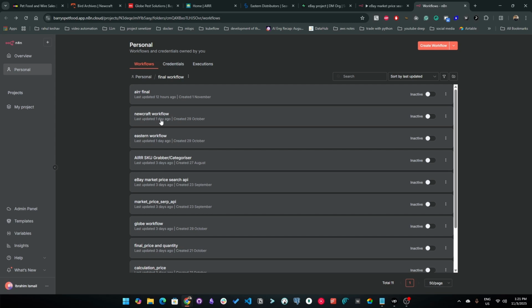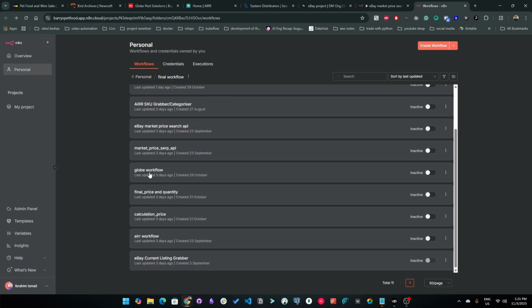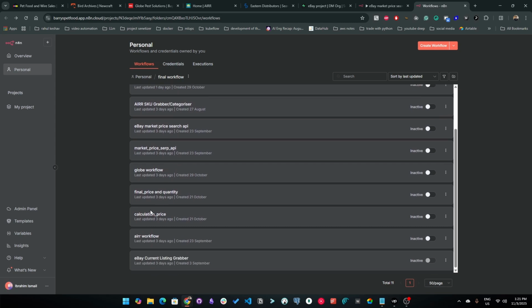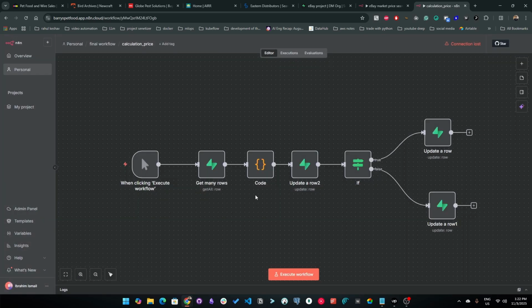We have four workflows. One is Newcraft, one is Easterns, one is Globe, and one is the AIRR workflow. What these four workflows do is push the data to the eBay store. So what is the job of n8n here? n8n's job is to calculate the price, including the GST and all. This workflow is very simple. I can show this one. This one is simple, that is why I'm showing you.